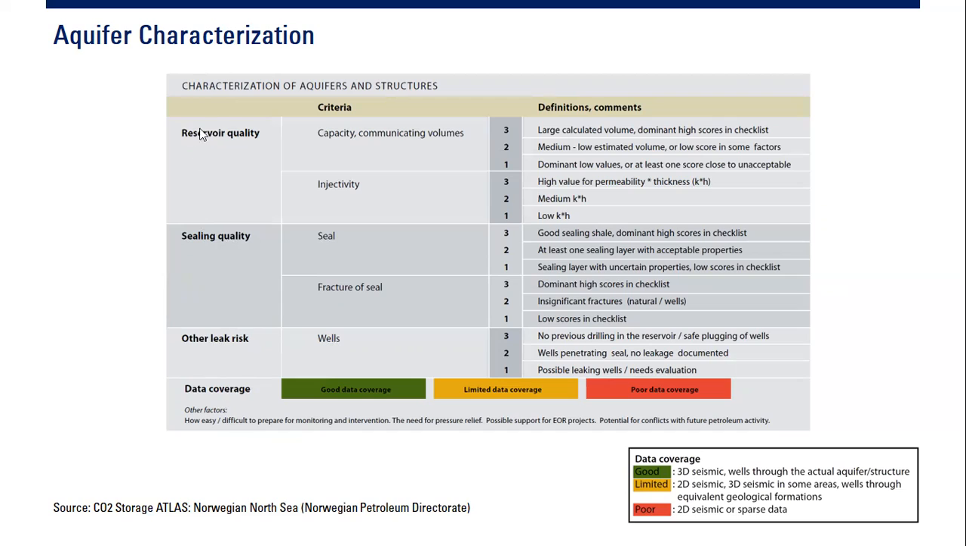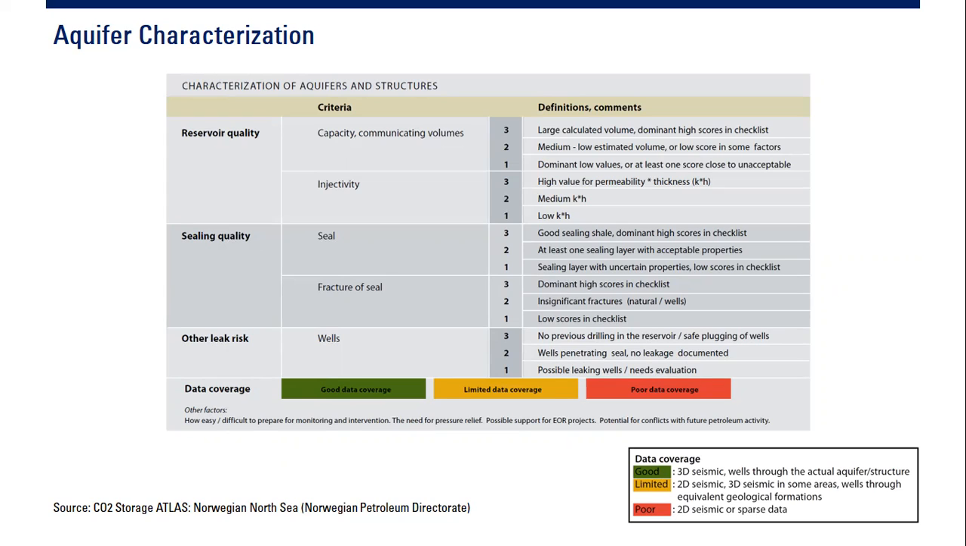All right. And you can follow me. This is the aquifer characterization, the aquifer that will be used as CO2 storage. So for reservoir quality, we can break down this criteria into two child criteria. The first one is the capacity, or committing volumes. And the second one is the injectivity. We are quite familiar with these two, capacity and injectivity.